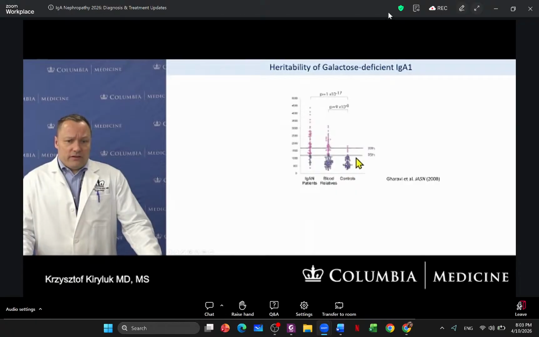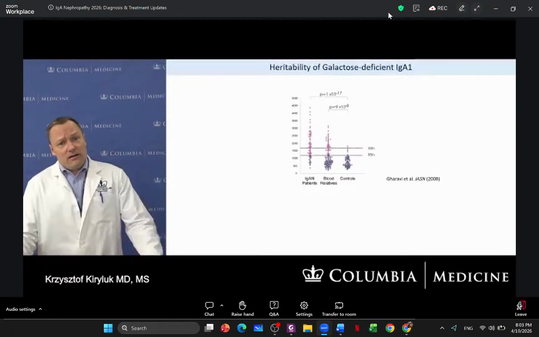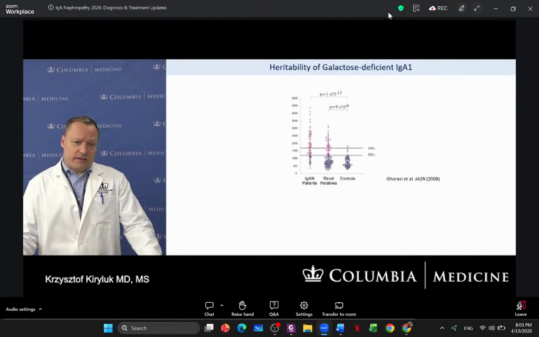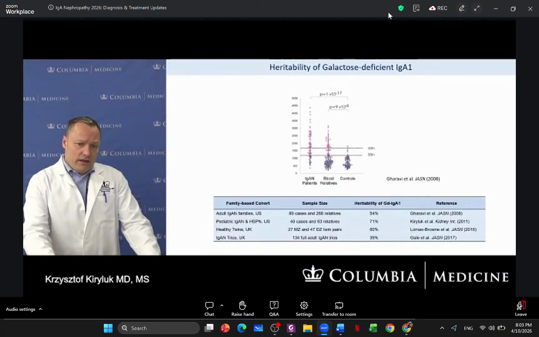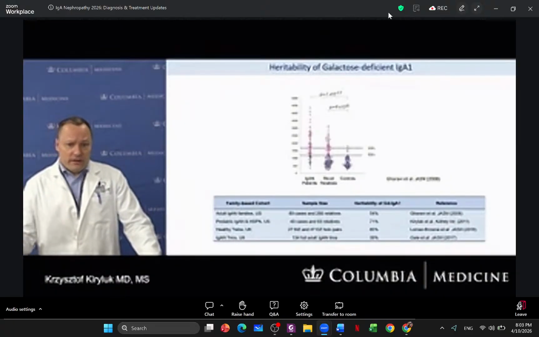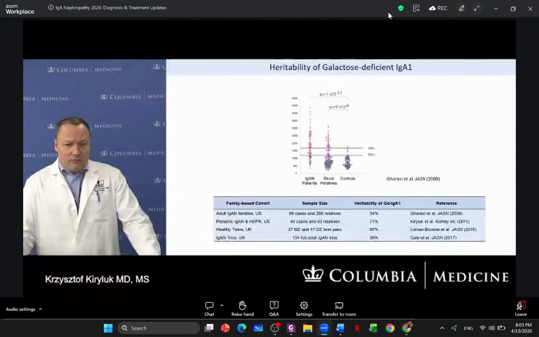And you can see comparison here, controls. So this really suggests, again, that there is a strong genetic component to the determination of this specific defect in IgA1. And indeed, numerous studies after that showed that heritability, or the inheritance of GAL-deficient IgA1, is quite significant, ranging from 39% up to 80%, depending on the population studied.